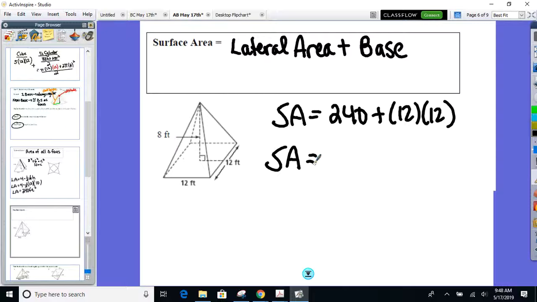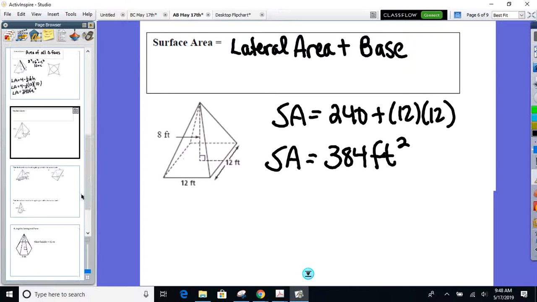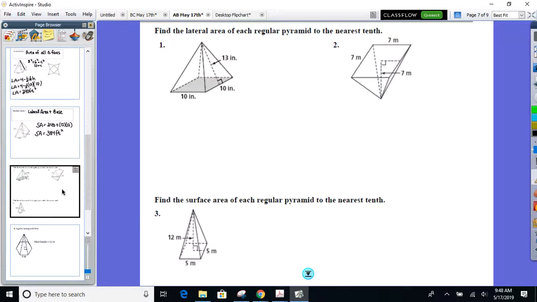I won't ask anybody this, but 384 square feet. Okay. Any questions there? All right. Just a couple more to make sure before we get to our big dog one.